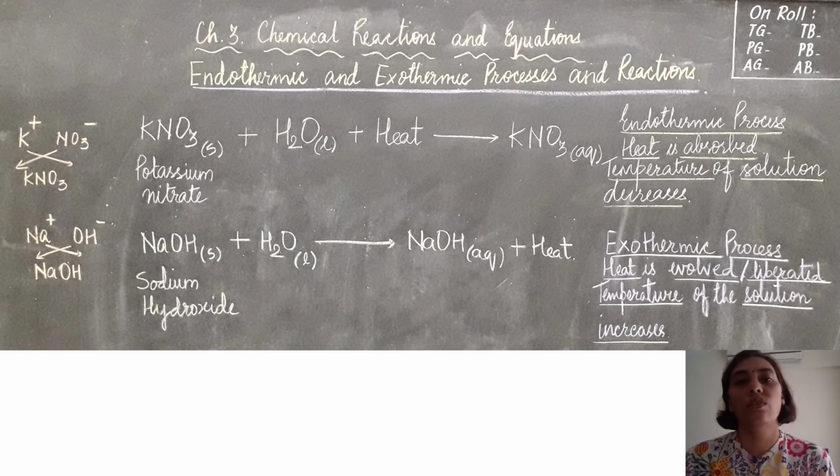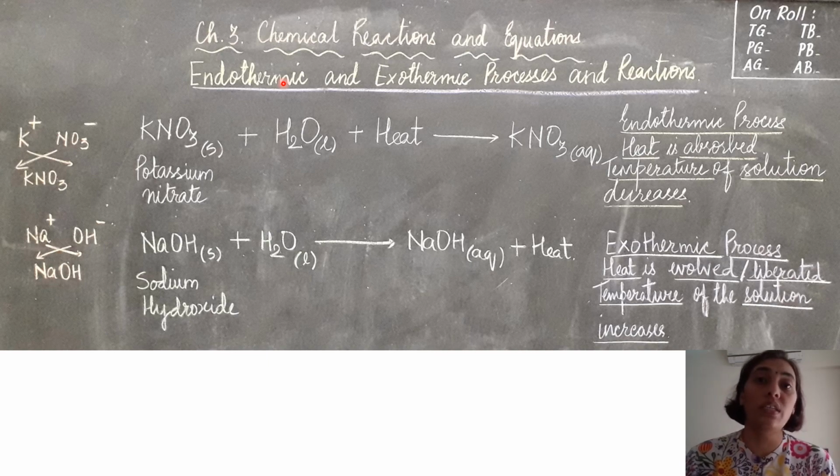Children, let us now start with another type of reactions. The names are endothermic reaction or process and exothermic reaction or process. Now, in this type of reaction, say endothermic, the word endo we have studied, endo means inside, and the word thermic is associated with thermal energy, that is heat. So when heat is absorbed in any chemical reaction, then it is called as endothermic reaction.